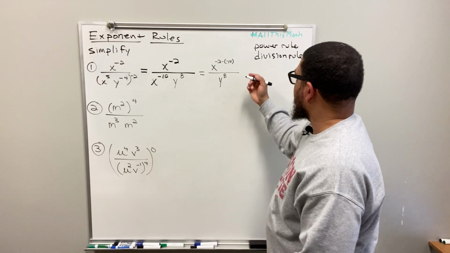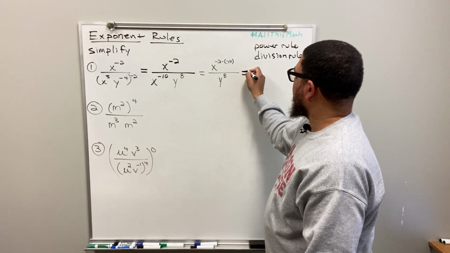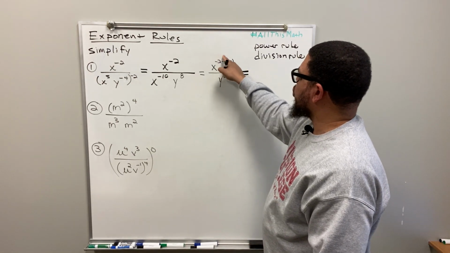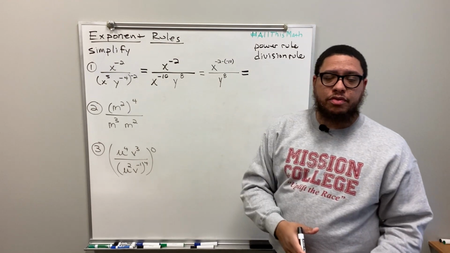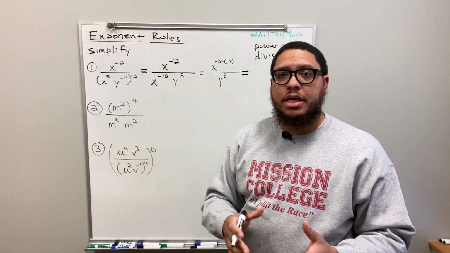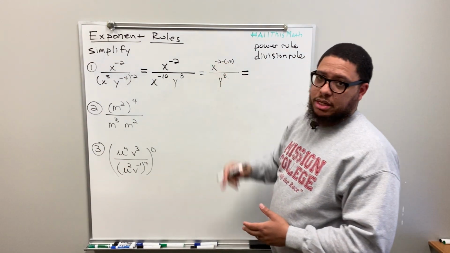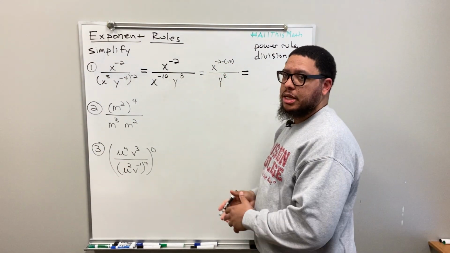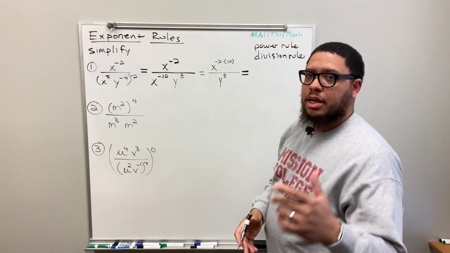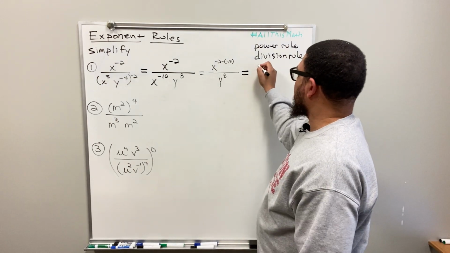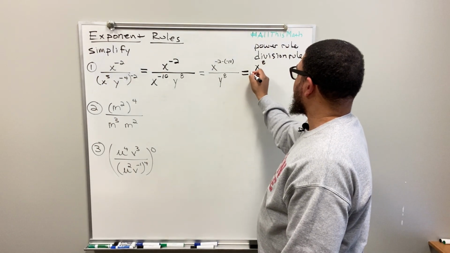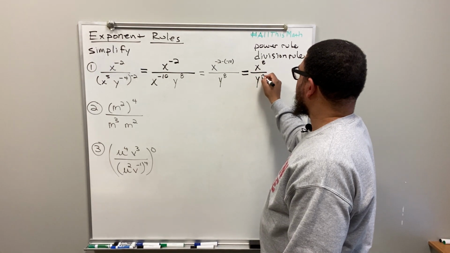Now I keep going. I'm almost done. So now I got -2 minus -10. That's a double negative. Whenever we have a double negative, that becomes addition. So it really becomes -2 plus 10. -2 plus 10 is +8. So this is going to be x to the 8th over y to the 8th.